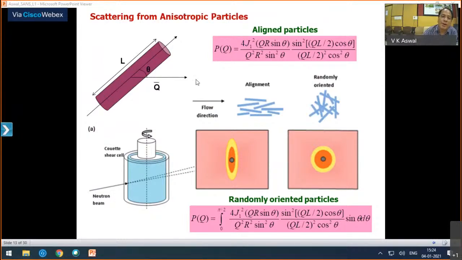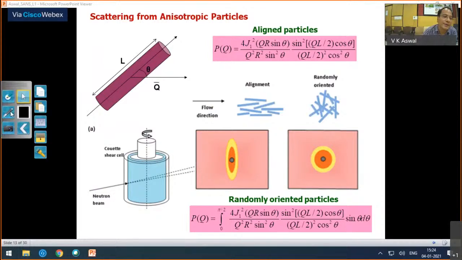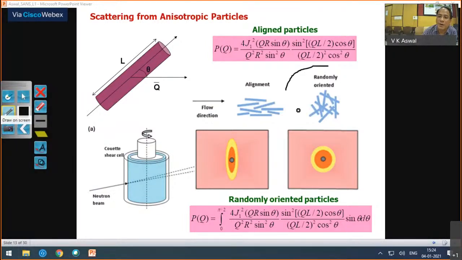So many times when you have these anisotropic particles, if they are randomly distributed in your system, your scattering is isotropic, like in this case, randomly oriented rod-like particles. So you will get isotropic scattering. But if you have a mechanism to align these anisotropic particles, then you start seeing Q-dependent scattering.